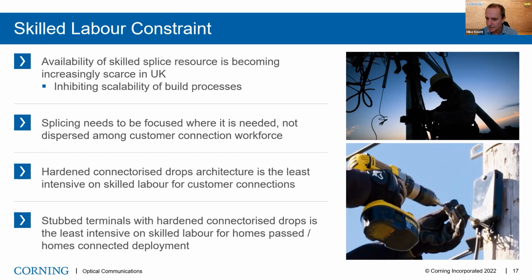And so the lowest requirement for skilled labour is really using these hardened connectorized solutions, and particularly these stubbed terminals, where the process to install that terminal and to actually pass the premises is literally to fix it to the pole. Then you route all the stub cables back to a consolidation point and then do all the splicing in one go in one place. So you can see there's a big reduction in skilled labour with this kind of solution.